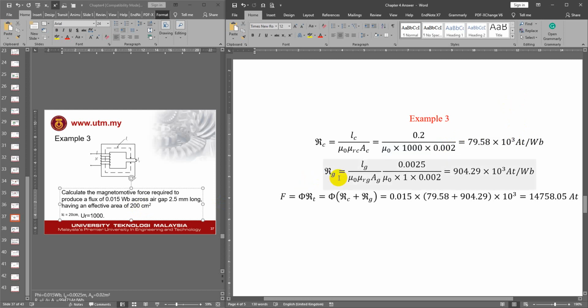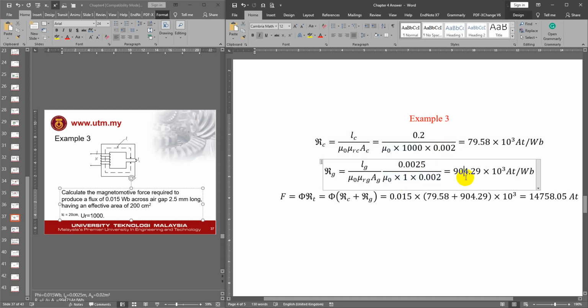Then you calculate the reluctance at the gap. Okay, you calculate it, and you also get the answer. Don't forget mu R is equal to 1, and the area is the same because there is no fringing effect. If they mention there is no fringing effect, just assume the area is the same.